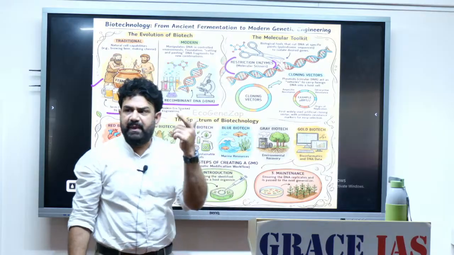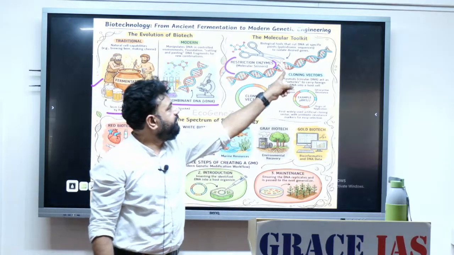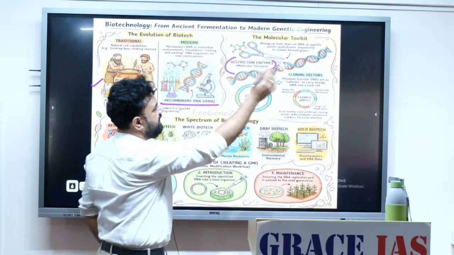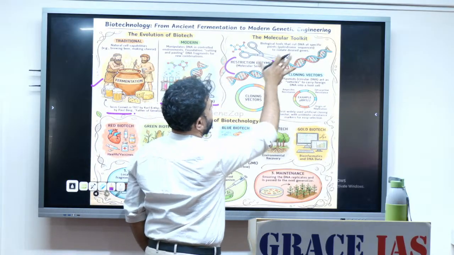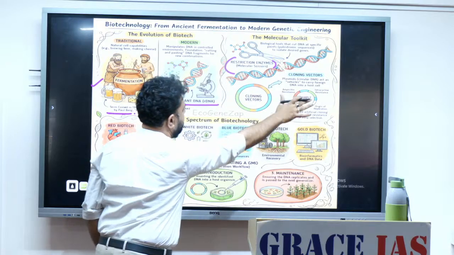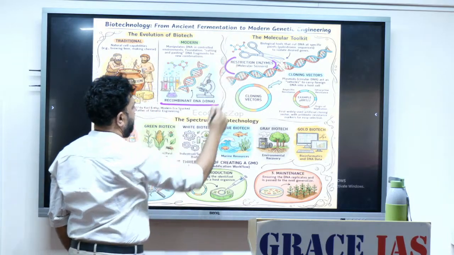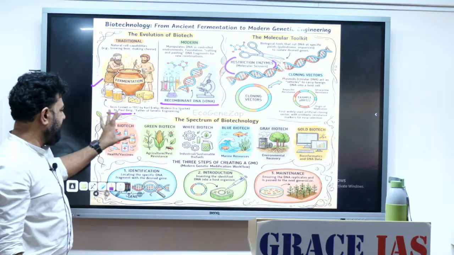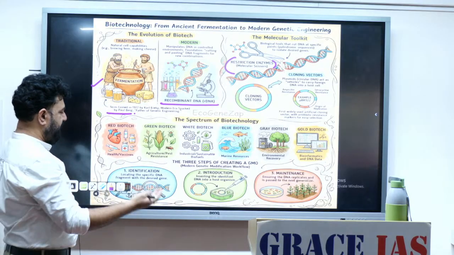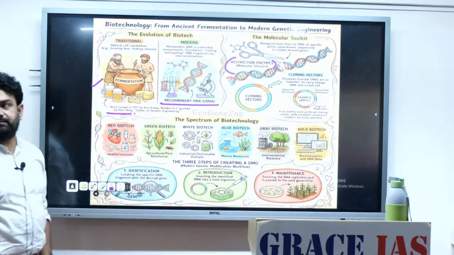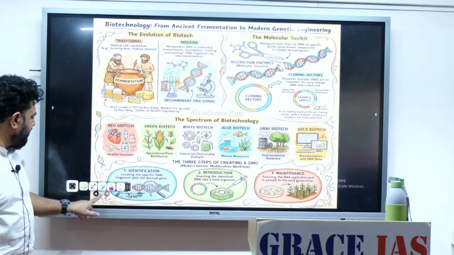What is the purpose of this? To cut DNA. Can you see that here? And transfer that into a target organism with a ligase. That is one working principle of rDNA technology in general. And then there are various applications, and applications would differ based on where and how we use it. We will talk about them one by one.